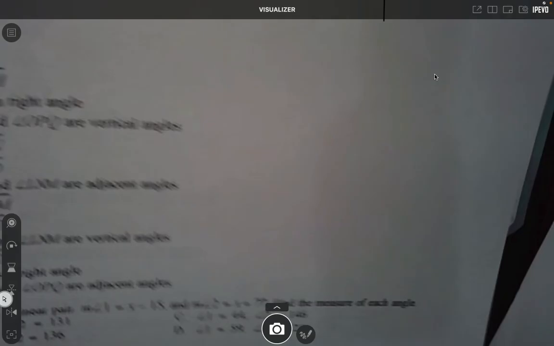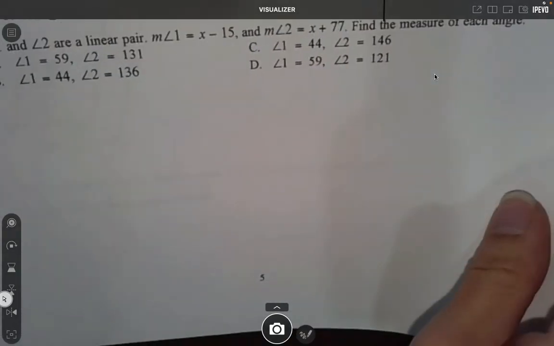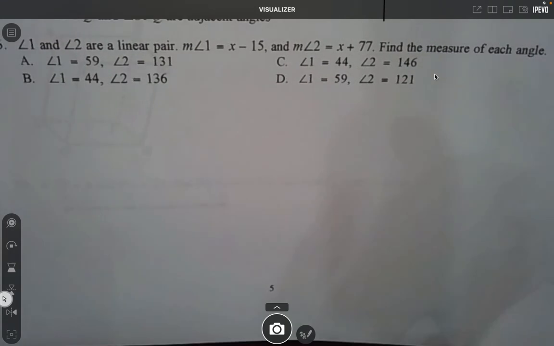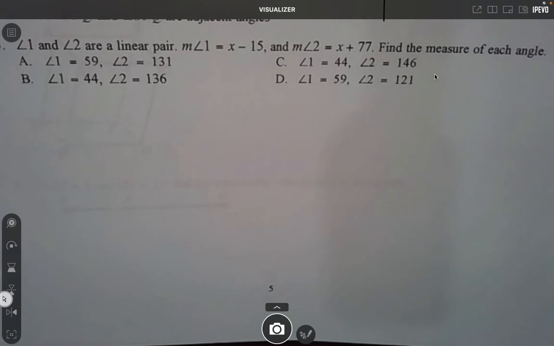A linear pair. What does that mean? A straight line. It's a straight line, so a straight line adds to 180. A linear pair adds to 180. So if I take these two angles, they would add to 180. What are the two angles they tell me? X minus 15 and x plus 77, and they add to 180.